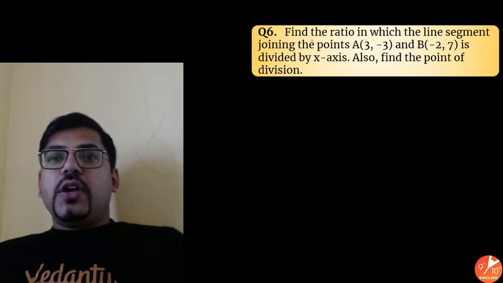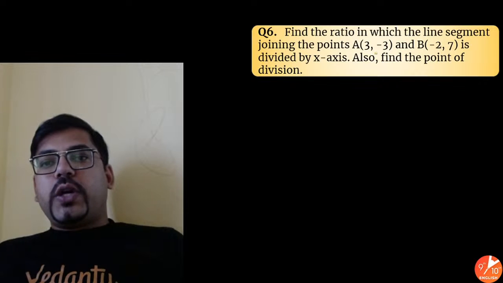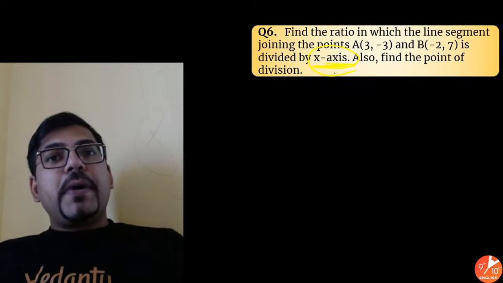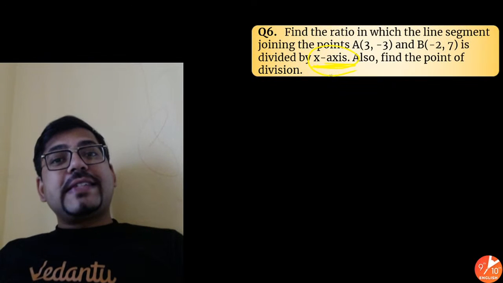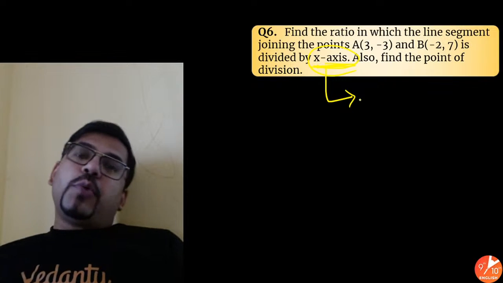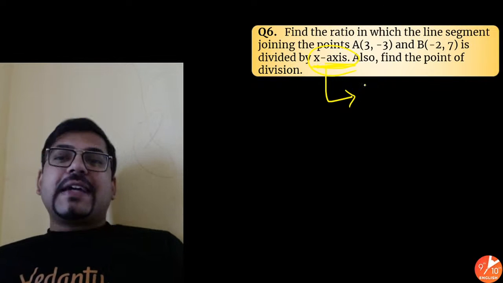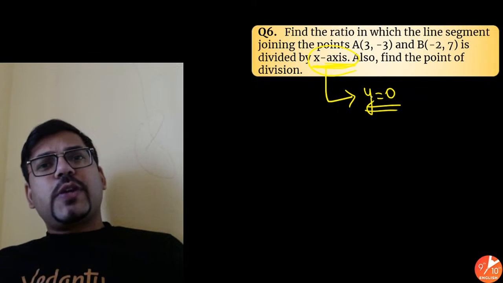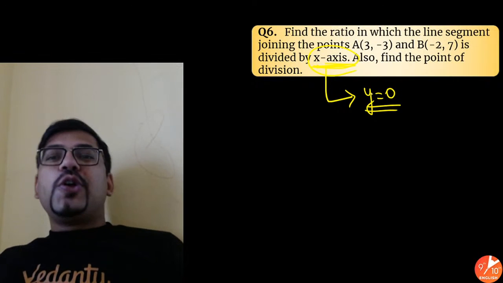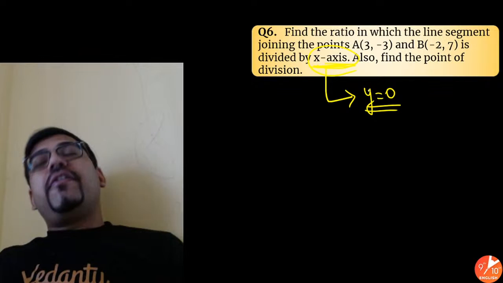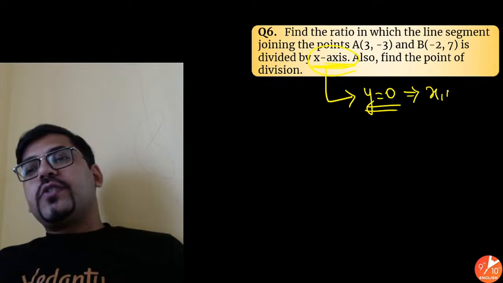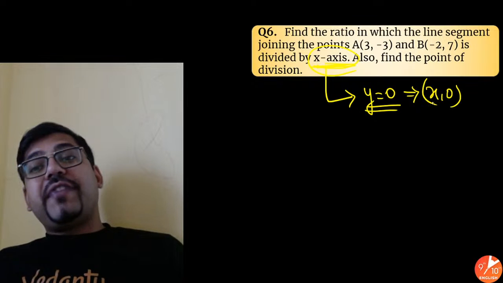Here's the next question. Find the ratio in which the line segment joining points A and B is divided by the x-axis. Now people, can you tell me the property of the point which lies on the x-axis? The property is very simple: its y coordinate is always 0. Any point which lies on the x-axis has y coordinate 0. So the coordinates of that point should be x, 0 if I don't know the x coordinate.